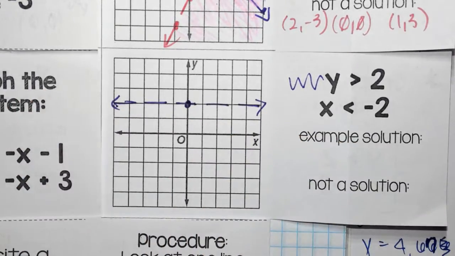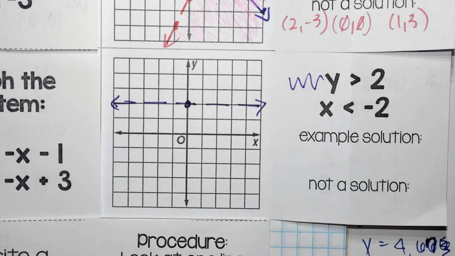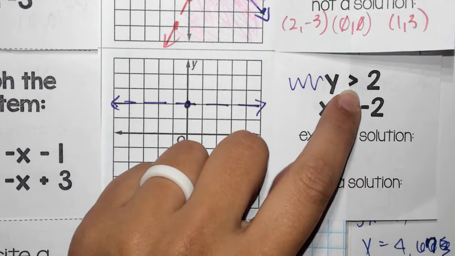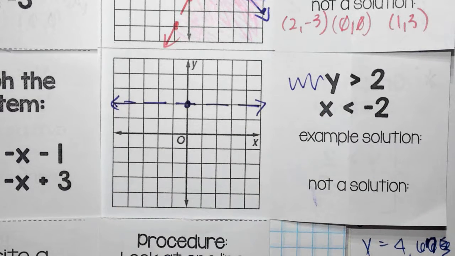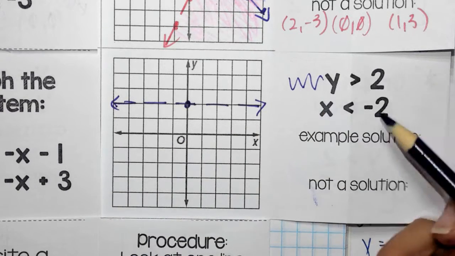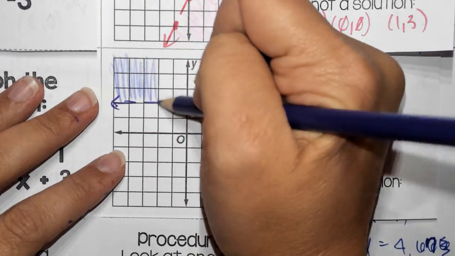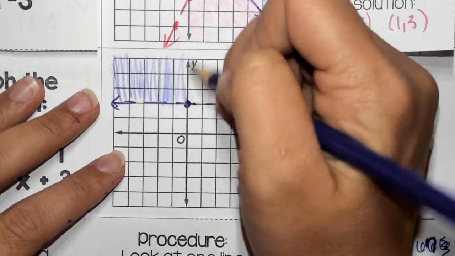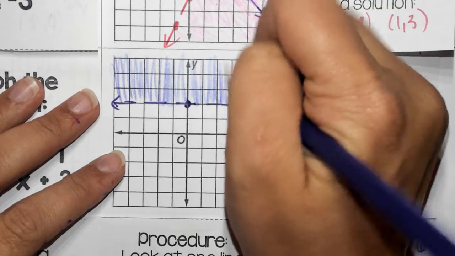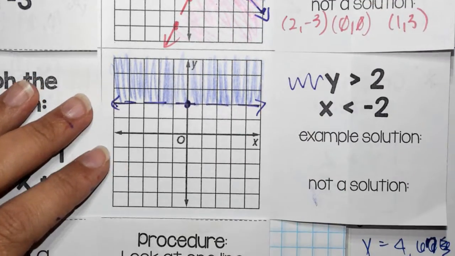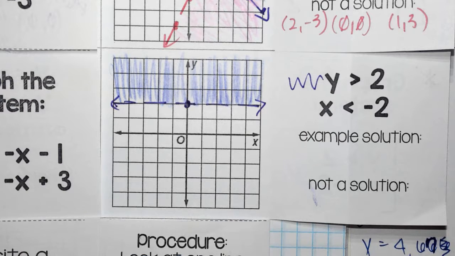If it's greater than, it's dashed. No, if there's no line under it, it's dashed. So they both can be dashed. Correct. Now, greater than means we shade above, so all of this should be colored. Do we agree or disagree?